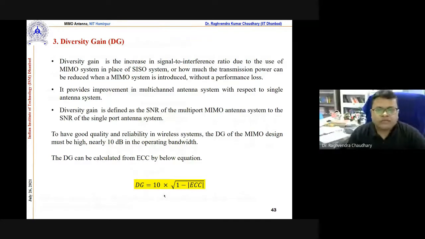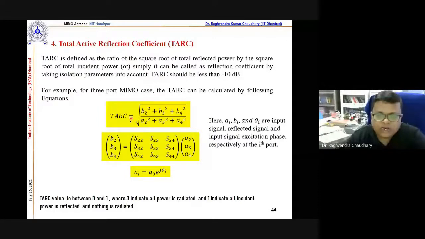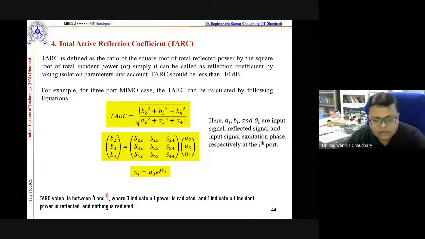Other is the total active reflection coefficient, TARC. What is that? This is actually the square root of all reflected power over the incident power. This is the same as S11, but here the number of elements is considered. So we are estimating like this, and this number should be less than minus 10 dB. TARC value lies between 0 and 1, where 0 means all power is radiated, whereas 1 means all incident power is reflected and nothing is radiated. The same concept we experience in designing an antenna.